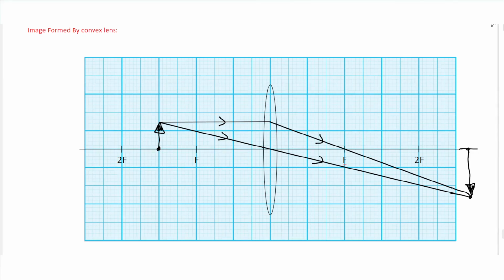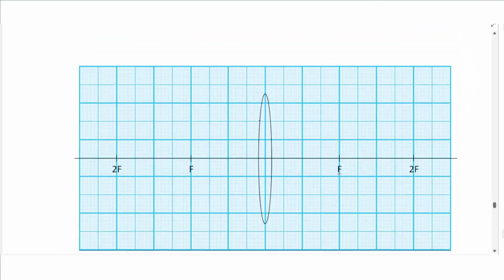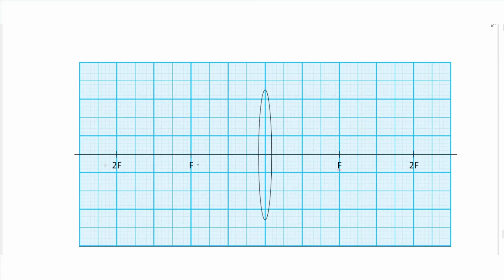Now this type of image is inverted, magnified, and is a real image since the rays themselves intersected. So you have a real image whenever the rays intersect by themselves without having to extend the rays beyond the lens. Another case is that you have the object between the focal point and the center of the lens. So if the object is at this position, you draw the same two rays.